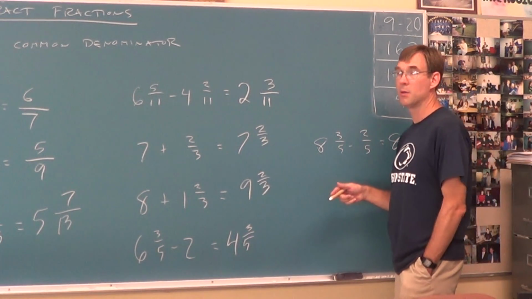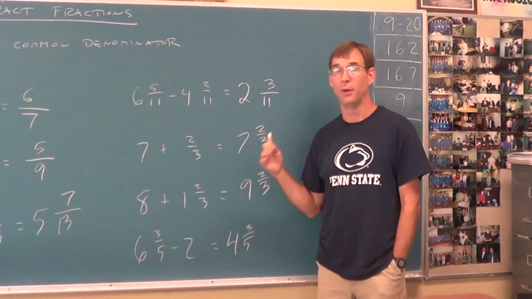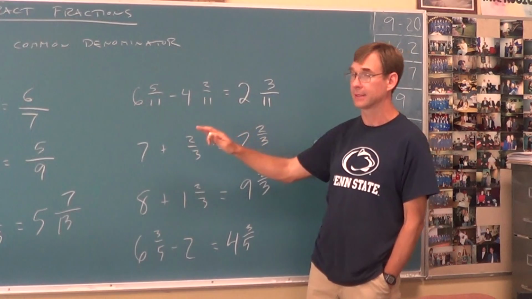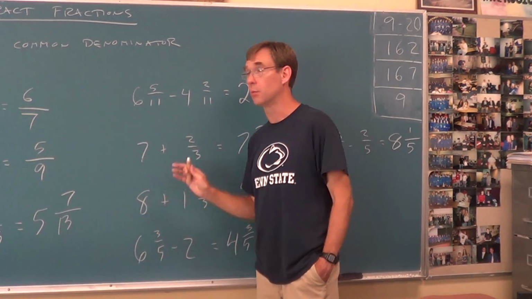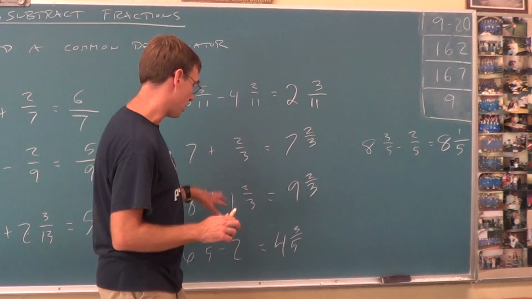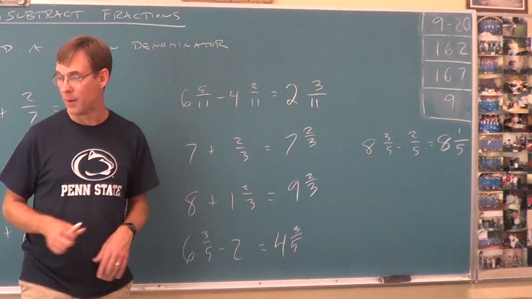So again, main moral of the story, you have to have a common denominator. The bottoms have to all be the same for you to add or subtract fractions. When you do that, don't change the bottom. Only add or subtract the tops. Or if there's mixed numbers starting to work in, add or subtract the whole number pieces as well.